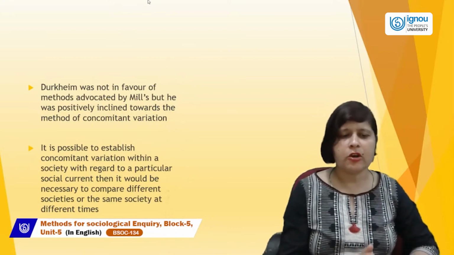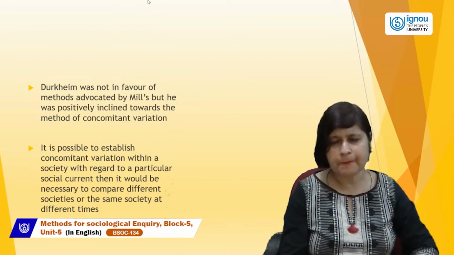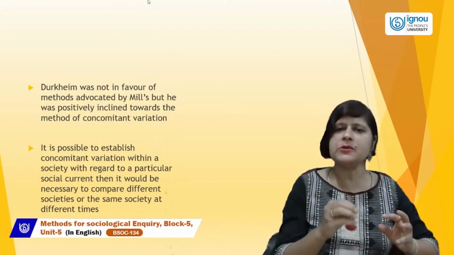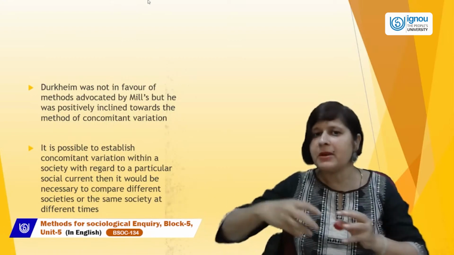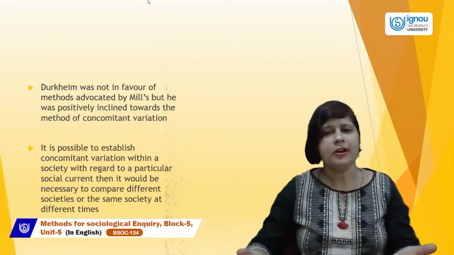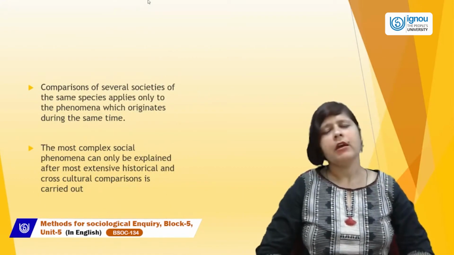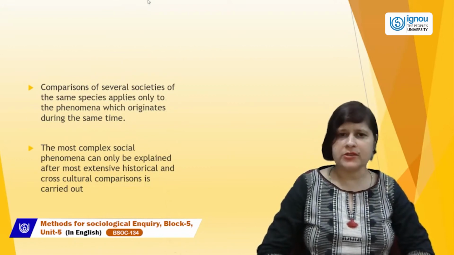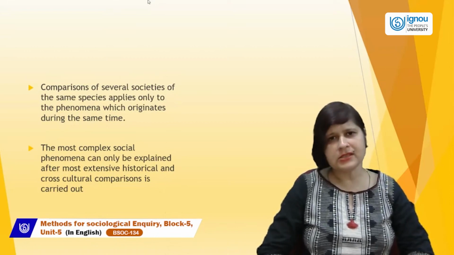You can establish a concomitant variation within the society with regard to a particular social current by studying the same society at different times. You are comparing the same society, but at different times. Or you can compare two different societies. Comparison of several societies of the same species applies only to the phenomena which originate during the same time.